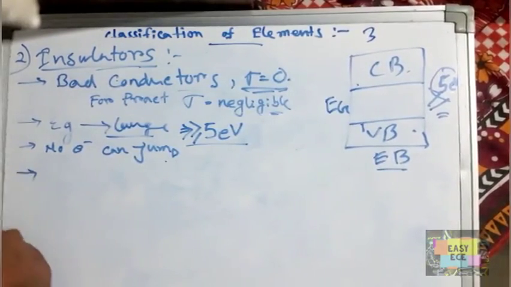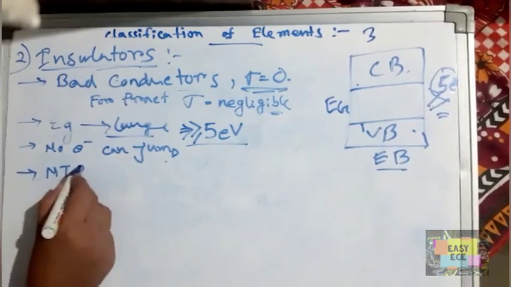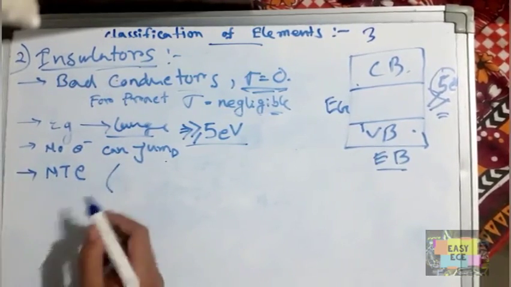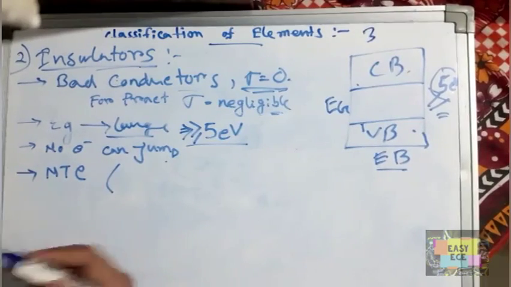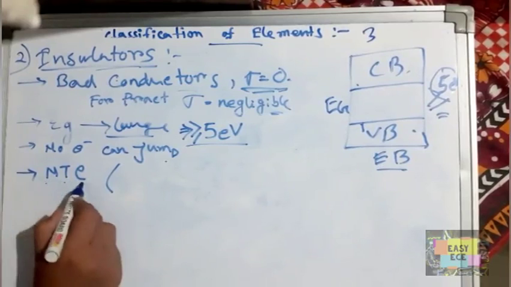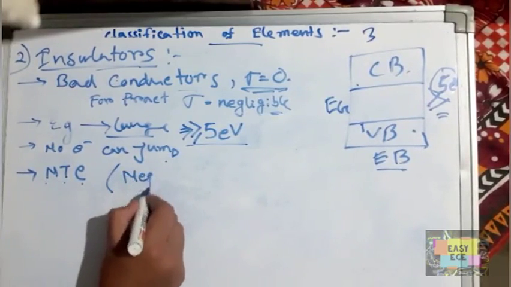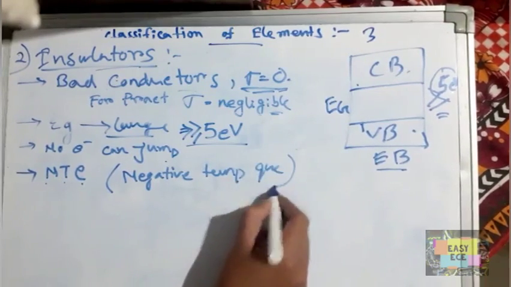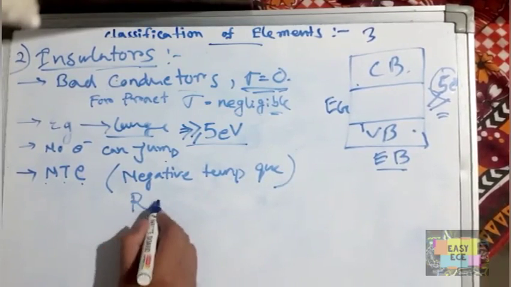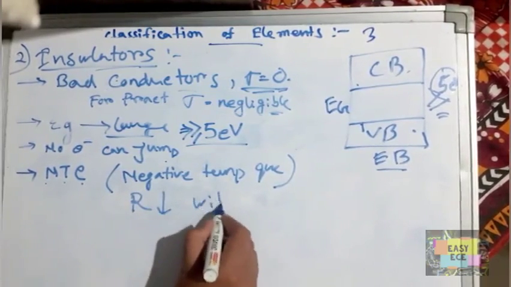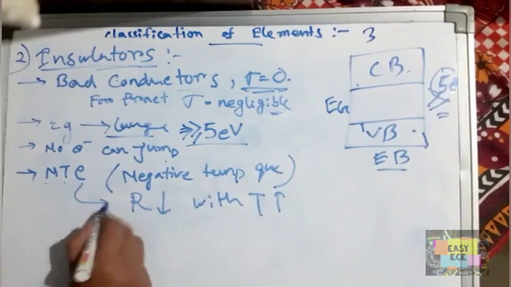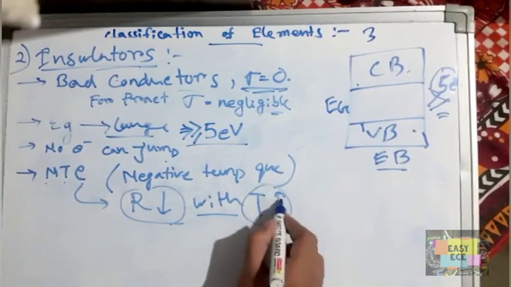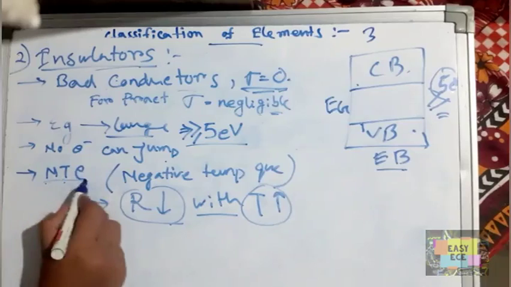So what is the next point? The next point is NTC, that is negative temperature coefficient. In the conductor, what we studied is PTC, positive temperature coefficient, but here it is negative temperature coefficient. That means resistance will decrease with increasing temperature. If the temperature is high, resistance decreases. So this is called negative temperature coefficient.